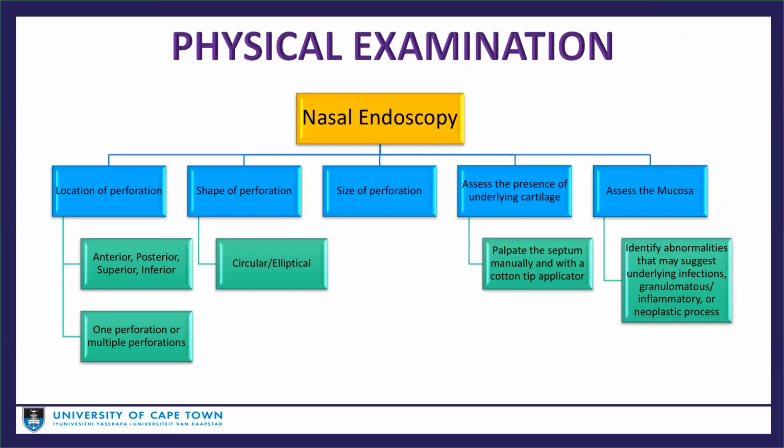Coming to physical examination, when we do a rigid nasal endoscopy, there are 5 main criteria we want to have a look at. Firstly, what is the location of the perforation? Is it anterior, posterior, inferior, superior, and are there other one or multiple perforations? Secondly, the shape of perforation. Is it circular or elliptical?